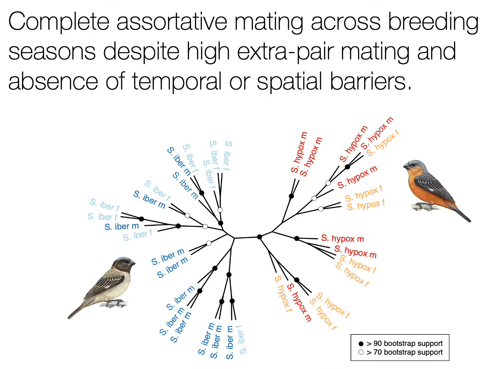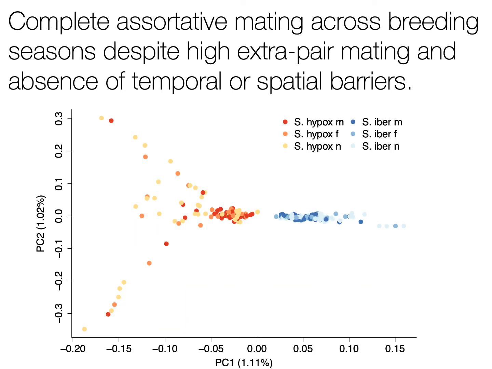Sheila found by sampling pairs that there's complete assortative mating across seasons, despite the fact that there's high extra pair mating. So within a species, there can be extra pair mating as high as 37%, and an absence of temporal or spatial barriers to reproduction. These birds initiate nesting at the same time of year, and they nest within the same habitat. And I'll show you a picture of how close their territories are in a minute. So this complete assortative mating was consistent in terms of the social mates as well as the extra pair mates, and all of the offspring in a given nest clustered with their own species.